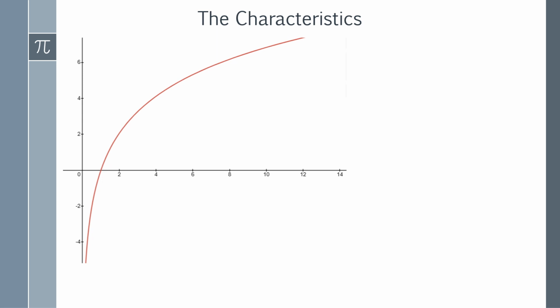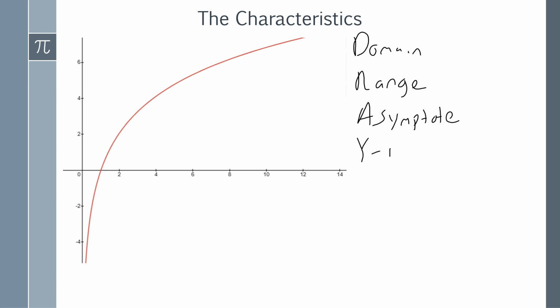So what are the characteristics of the exponential function? The domain, range, the asymptote, and the y-intercept of the exponential function. Guess what? For the logarithmic function, all these characteristics are going to be the same except that the logarithm doesn't have a y-intercept. You're going to be dealing with the x-intercept.